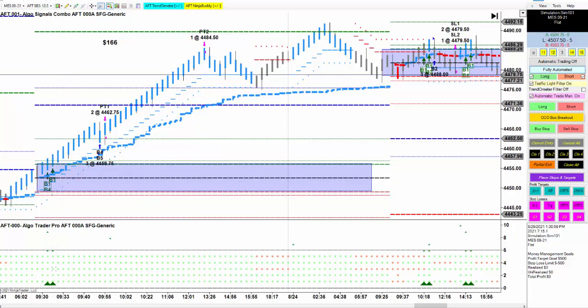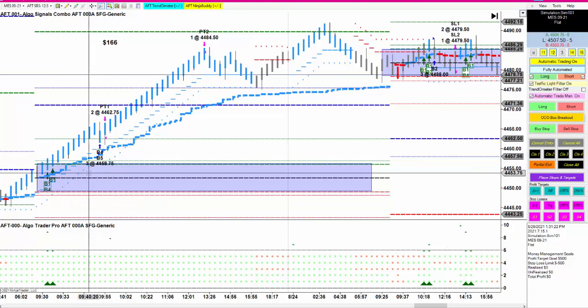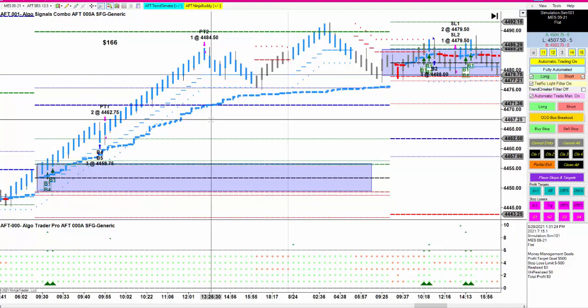And the traffic light filter accounts for all of that, making sure that it is in fact breaking out of all those aspects, and then it's going to send the signal to the software to execute the trades. And here you can see you can turn automatic trading on or off. If it's set to on, the software is just going to check the one filter that we have here and initiate trades based on those breakouts.